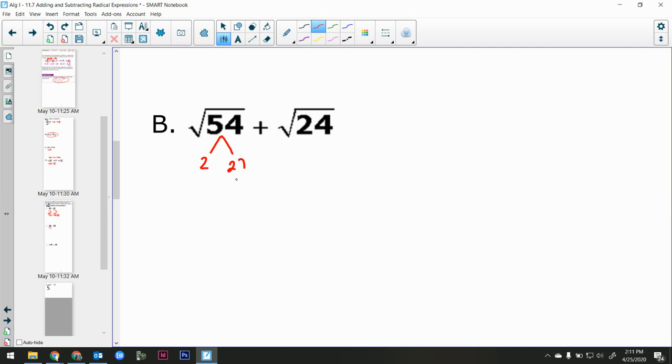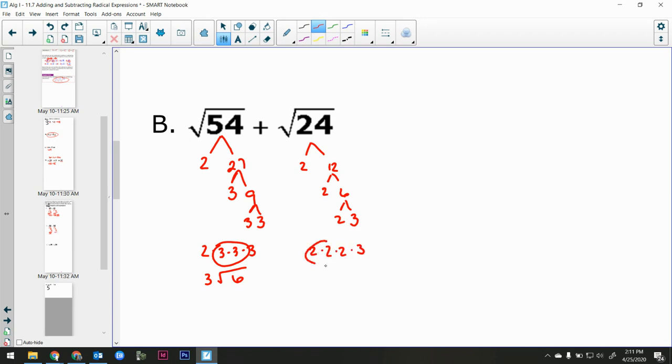Okay, there we go. 2 times 27 is 54. 3 times 9 is 27, and then 3 times 3. So I've got 2 times 3 times 3 times 3 as my prime factorization. So there's a 3 on the outside with a 6 on the inside. 24 is 2 and 12, 2 and 6, 2 and 3. So this is a 2 times 2 times 2 times 3. So a 2 radical 6. So they are like terms. 5 radical 6.